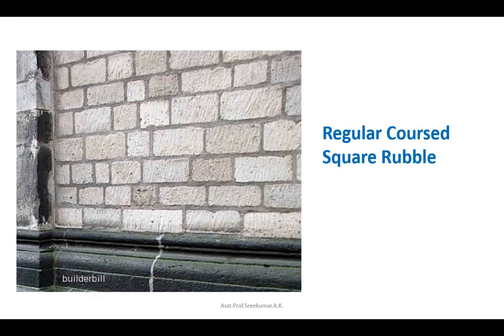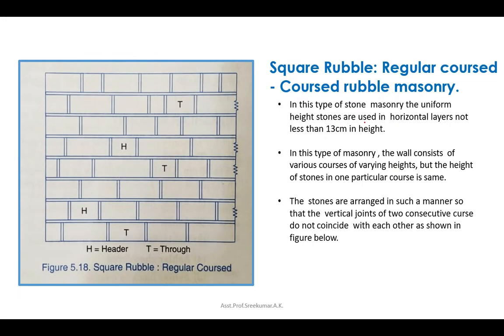The next type is square rubble regular course masonry. In this type of stone masonry, the wall consists of various courses of varying heights, but the height of stones in one particular course is the same. The uniform height stones used in horizontal layers are not less than 13 cm in height. The stones are arranged in such a manner so that the vertical joints of two consecutive courses do not coincide with each other, as shown.